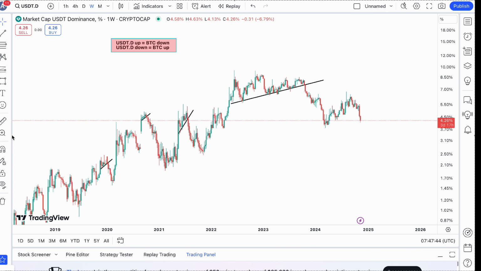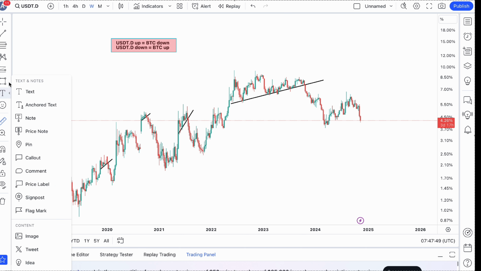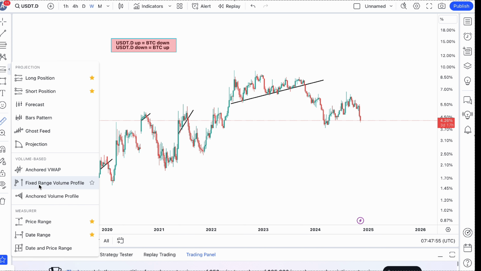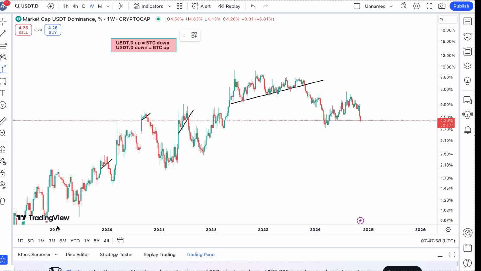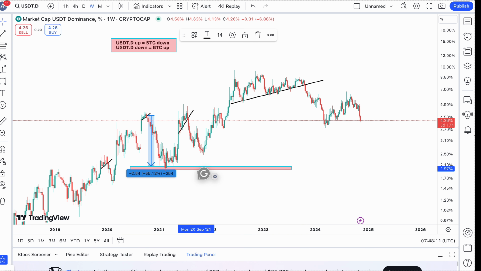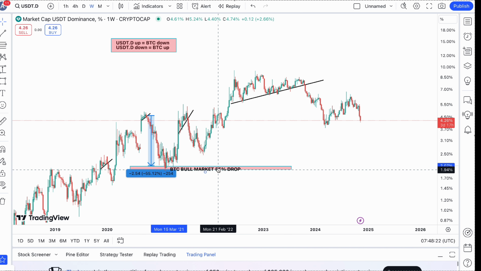Now what's so interesting about this? Watch. If I take my measurement tool, which is here, no, my bad, here. Price range, there we go. And if we look here, we can see a 55% drop. So we mark that zone right here, and we write down BTC bull market, 55% drop. So this was basically a Bitcoin bull market.